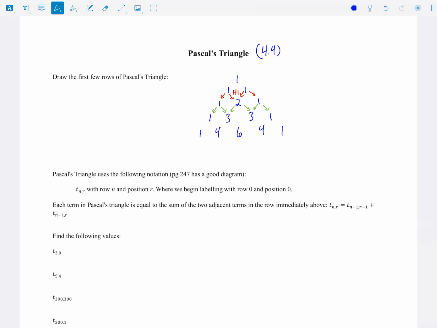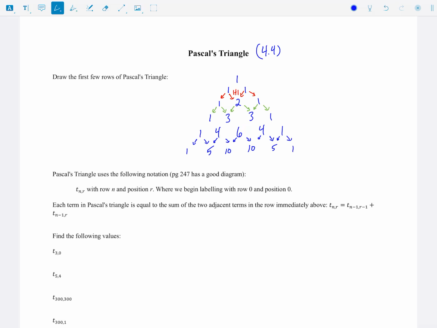So our last row here would be, here we get a 1. This would be the sum of 1 and 4, which is 5. And 4 and 6, which is 10. And 6 and 4, which is 10. 4 and 1, which is 5. And the last spot would be a 1.